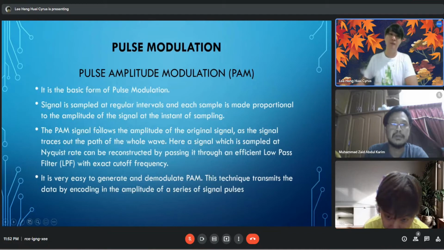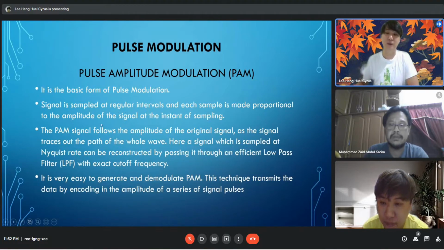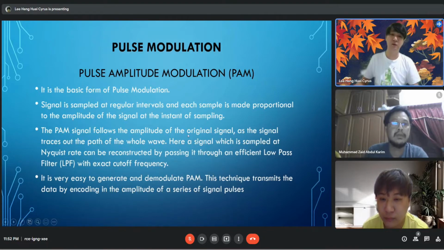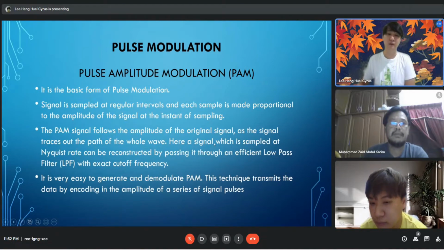Okay, PAM is the basic form of pulse modulation. Samples are taken at regular intervals, and each sample is made proportional to the amplitude of the signal at the instant of sampling. The PAM signal follows the amplitude of the original signal, tracing out the path of the whole wave. A signal sampled at the Nyquist rate can be reconstructed by passing it through an efficient low pass filter with exact cutoff frequency, so you need to know the exact cutoff frequency. It is very easy to generate and demodulate.